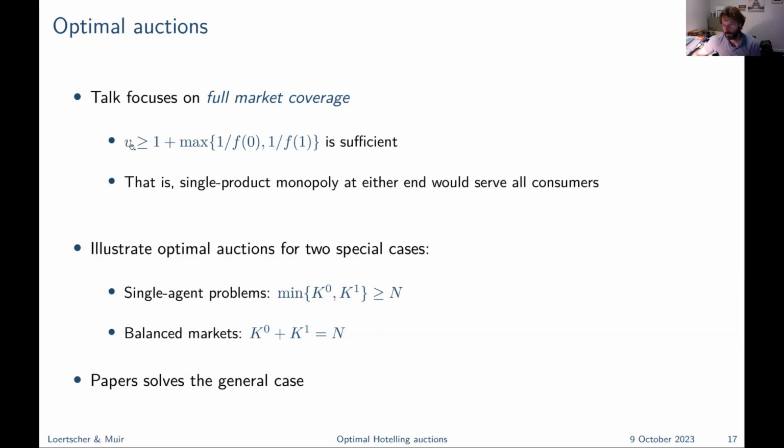So a clearly sufficient condition for this is that V is larger than this term here. And the paper covers the partial market coverage case, which is more complicated.